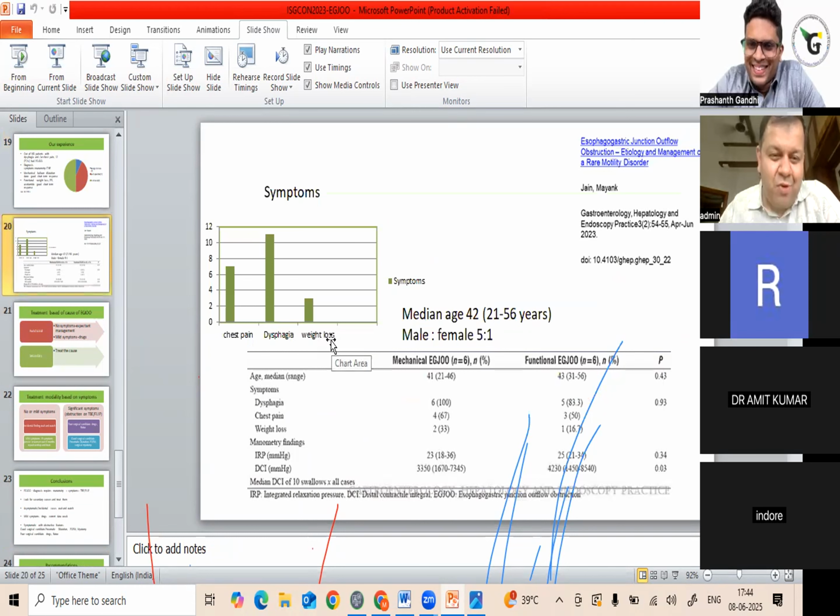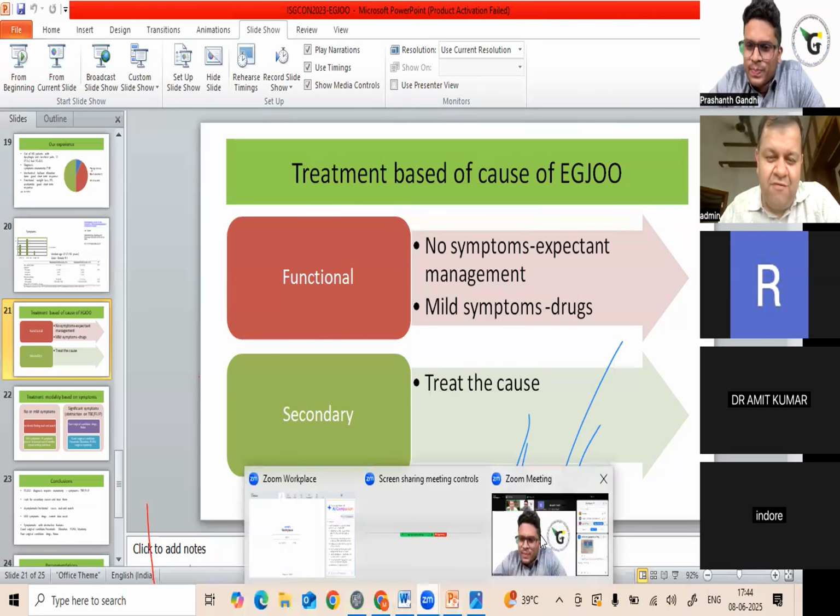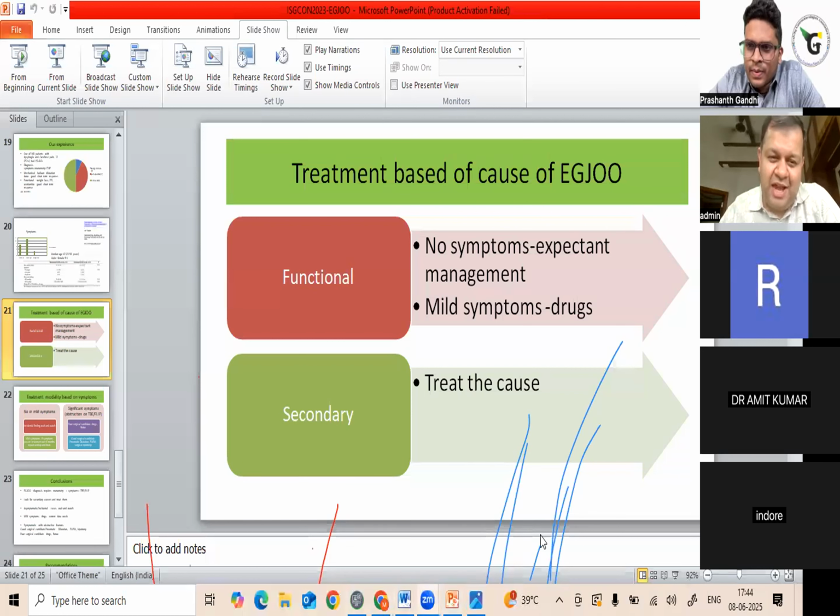So whatever I have quoted is actually whatever has been given in Western literature. None of our patients with EGJ outflow obstruction actually underwent a POEM. And patients who had secondary EGJ outflow obstruction, they all responded well to pneumatic dilatation or balloon dilatation. They were all secondary to fundoplication surgery.